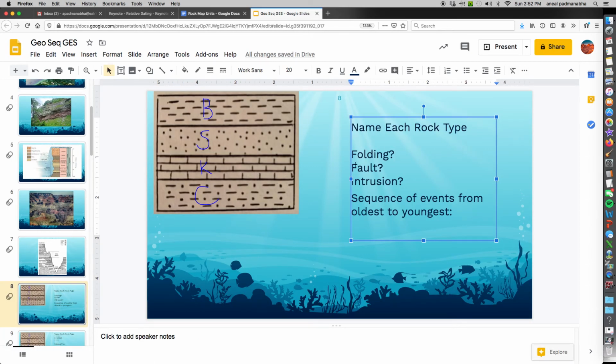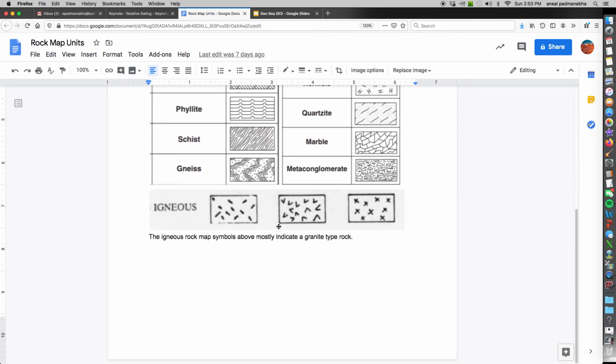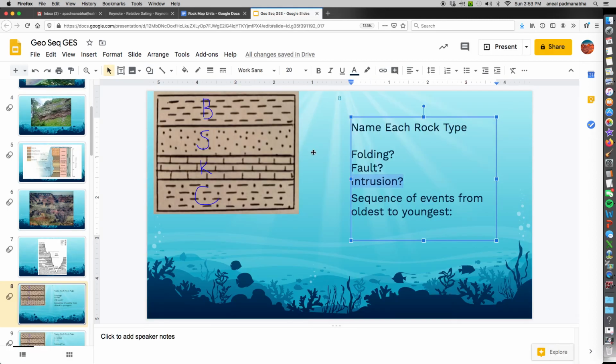Is there any folding? No. How do we know there's no folding? Well, number one, these are all horizontal rocks. So these rock layers are horizontal, horizontality. We don't see any wavy patterns in here. Is there a fault? No, there's no fault in here because these are all straight through. There's no breaks. They're not disjointed or anything. Are there any intrusions in here? No, because otherwise we would figure out that it would have one of these 3 map units in addition to another one, which I'm going to mention in a second.